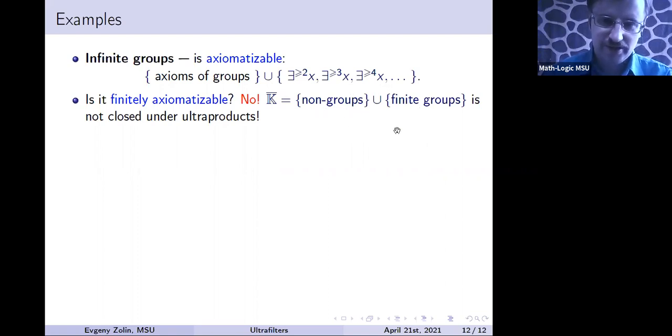So we found some groups, some elements of this class, the complement of K, such that the ultraproduct is not in this class. So this complement is not closed under ultraproducts. So by Keisler's theorem, the complement of K is not axiomatizable, and therefore our class K, the class of infinite groups, is not finitely axiomatizable. So the conclusion: we cannot reduce this infinite set of axioms into finitely many axioms.